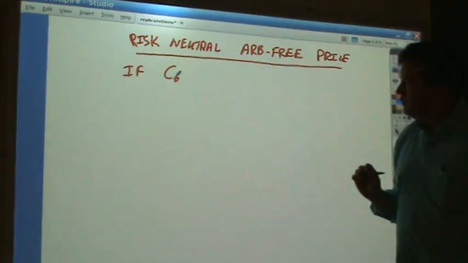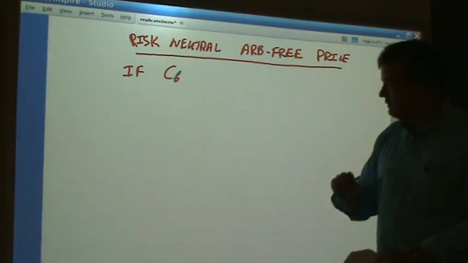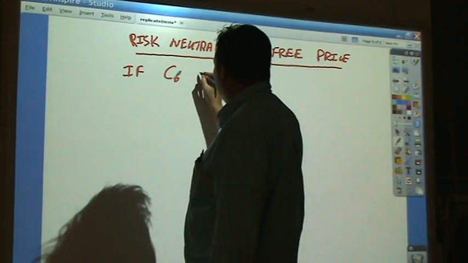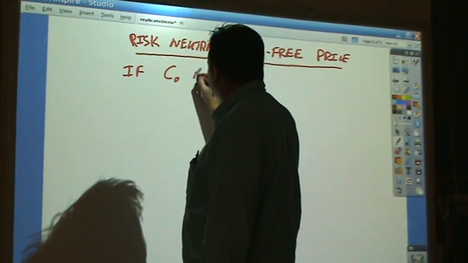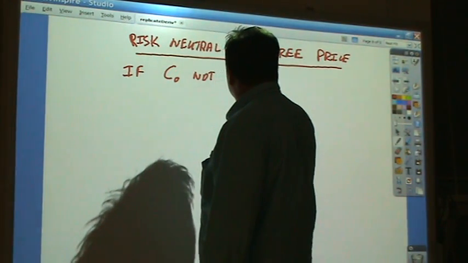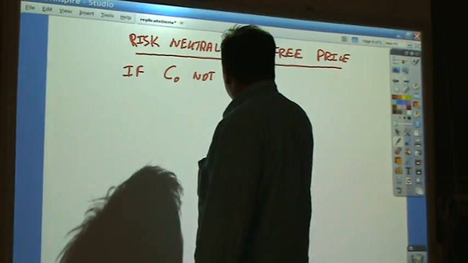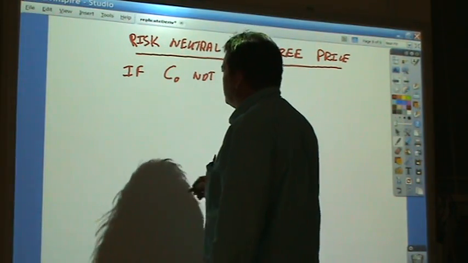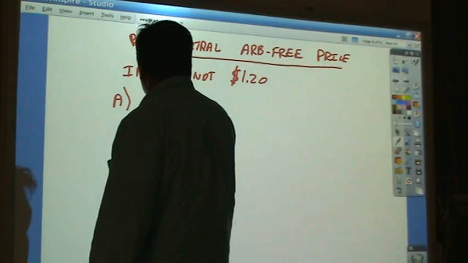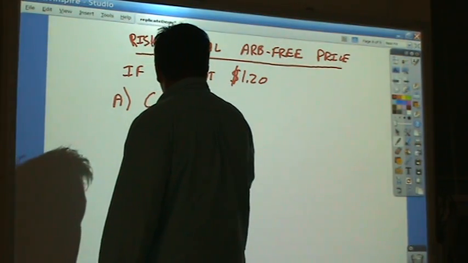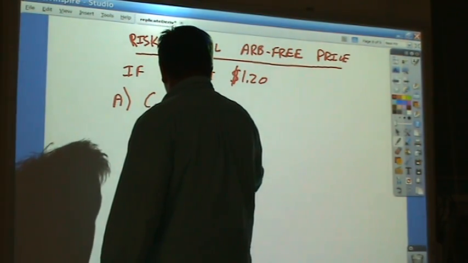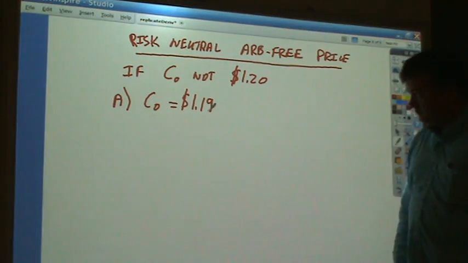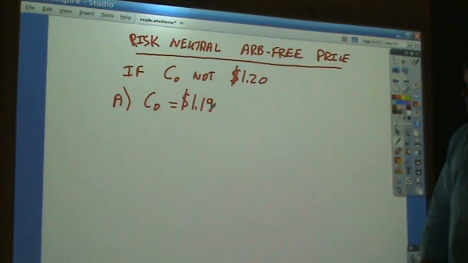So C0 is the cost of the option at time 0. If C0 was not equal to... let's do choice A. C0 is $1.19. What could we do?